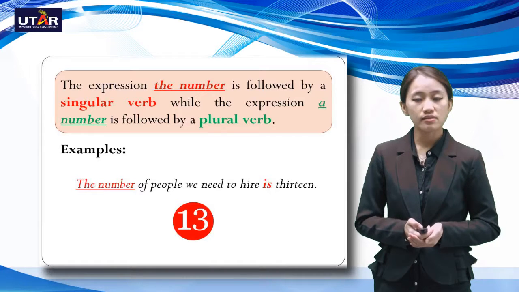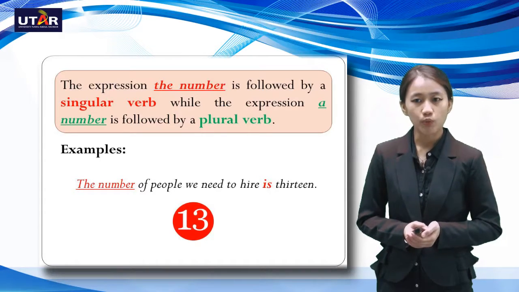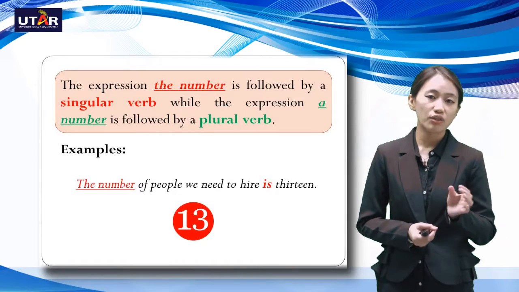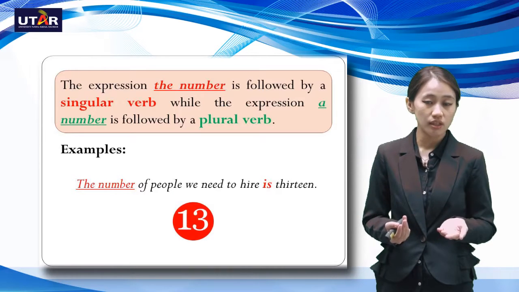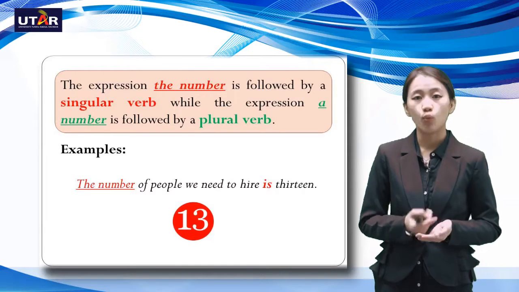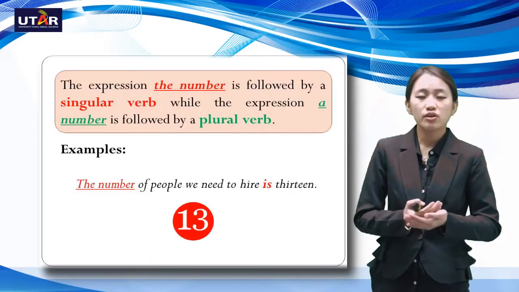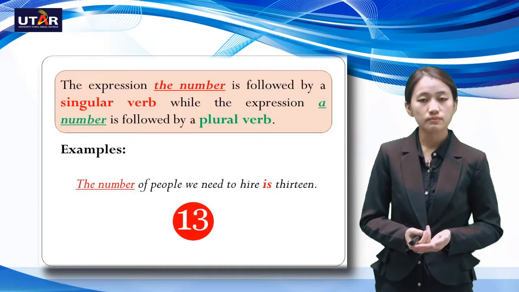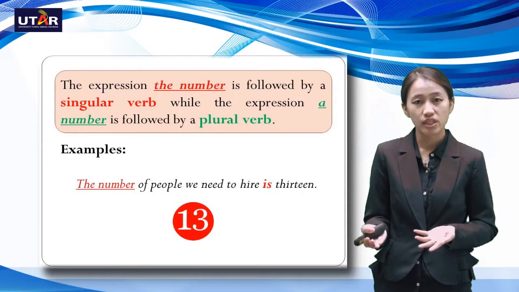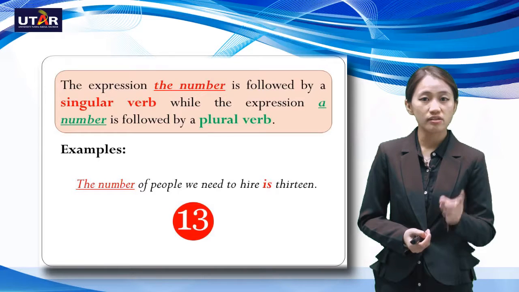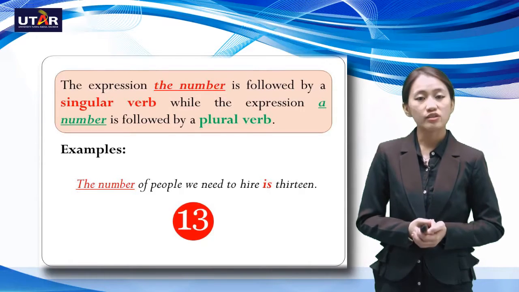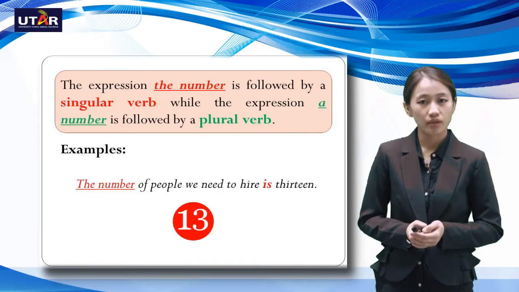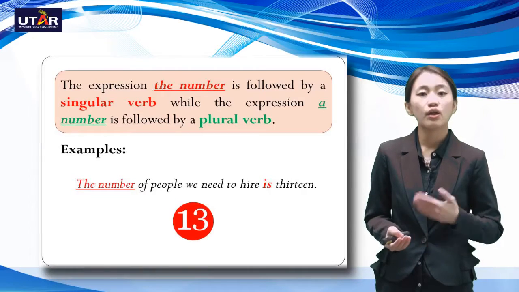So the reason is the number of people we need to hire is 13. So here, as you can see, the number is referring to basically a number. It can be 1, 2, 14, 15. So even though they are considered as a lot, for example, 30, 40, 50, all these are still considered as one number. That is why the number is considered as one number. And what is the number here? It is 13.